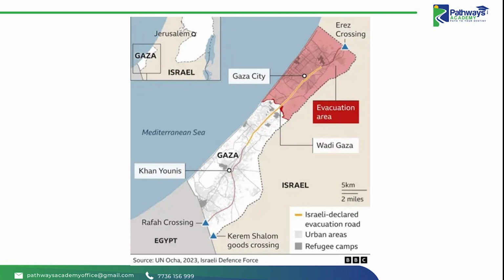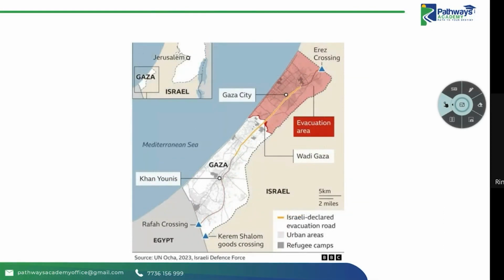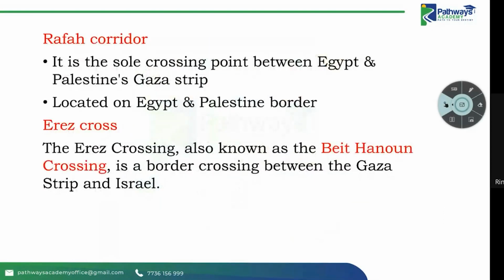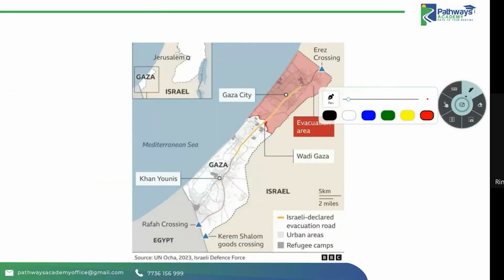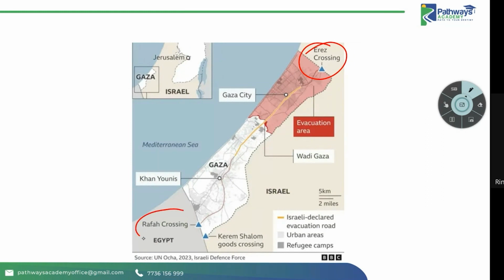During this war, Israel actually closed this border. That is the major thing that came in our newspaper. Rafah crossing is between the Gaza Strip and Egypt. Next one is Erez crossing. It's in Israel. Actually, there is not much significance about Erez crossing. The most important one is Rafah crossing.